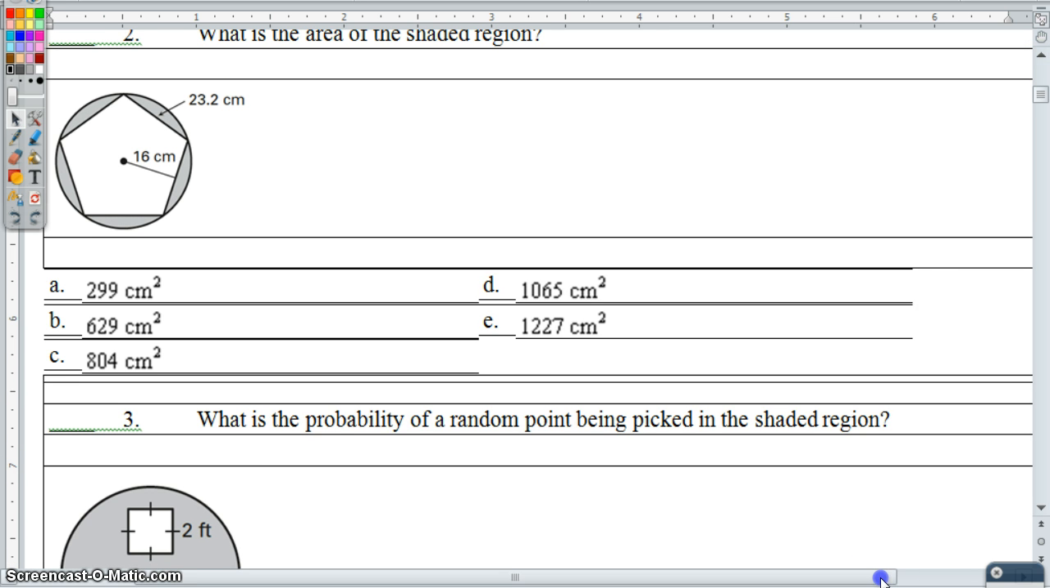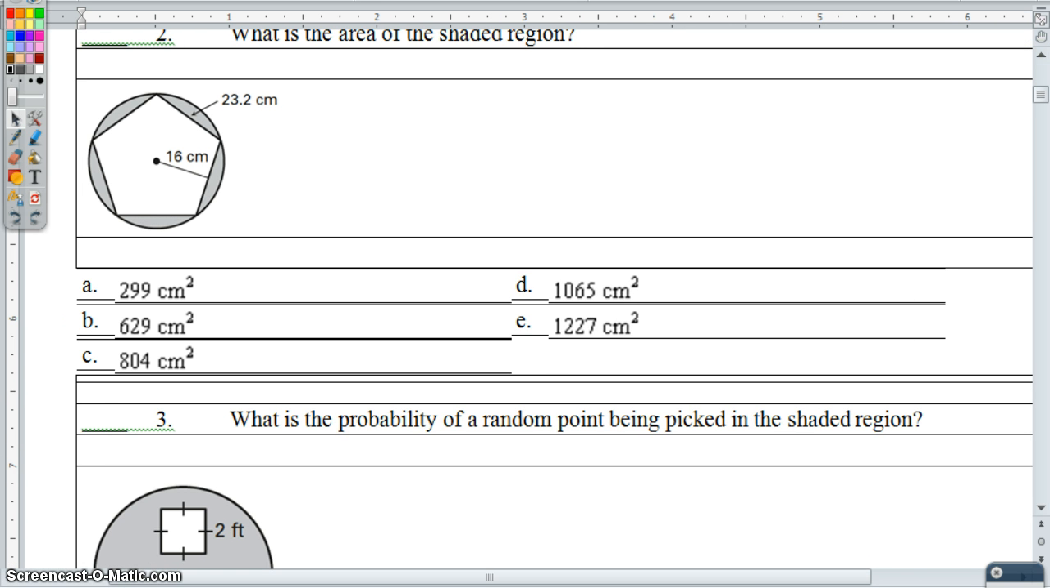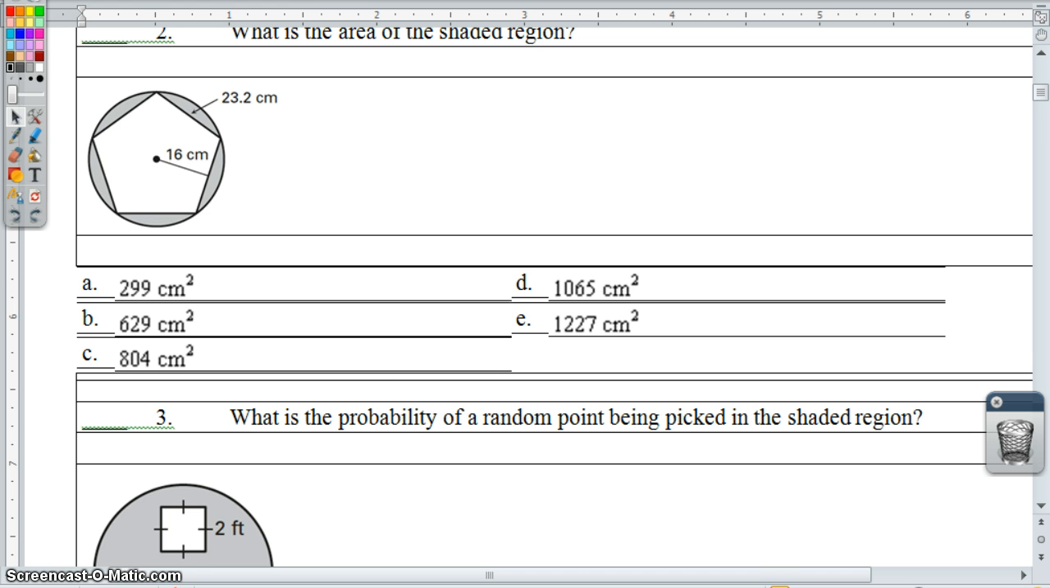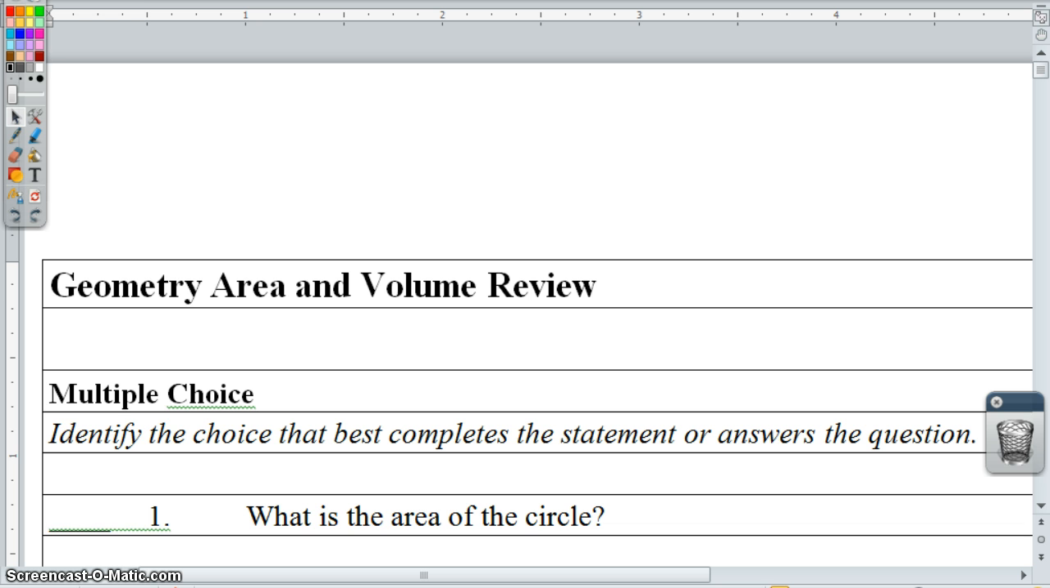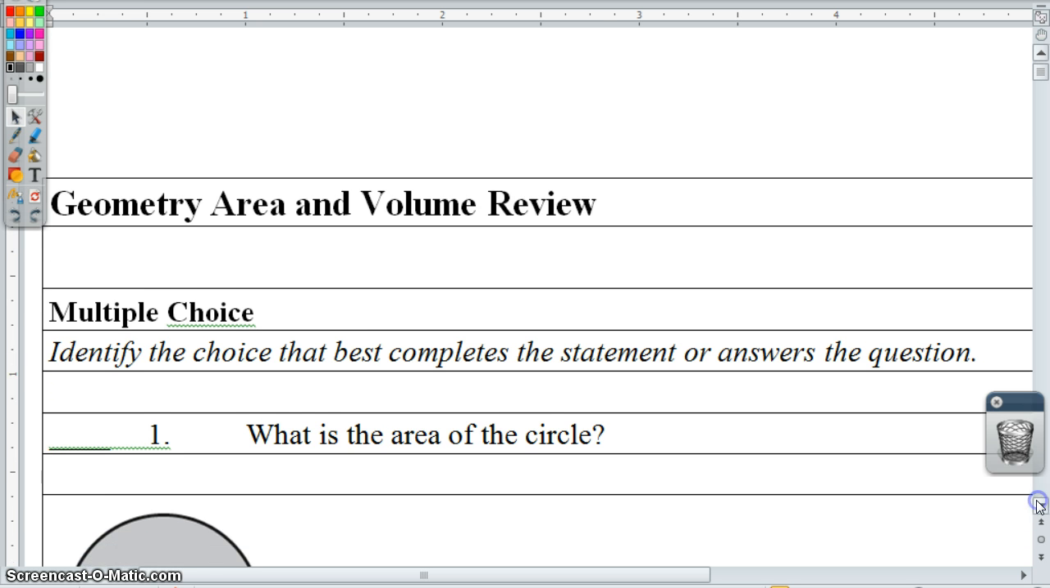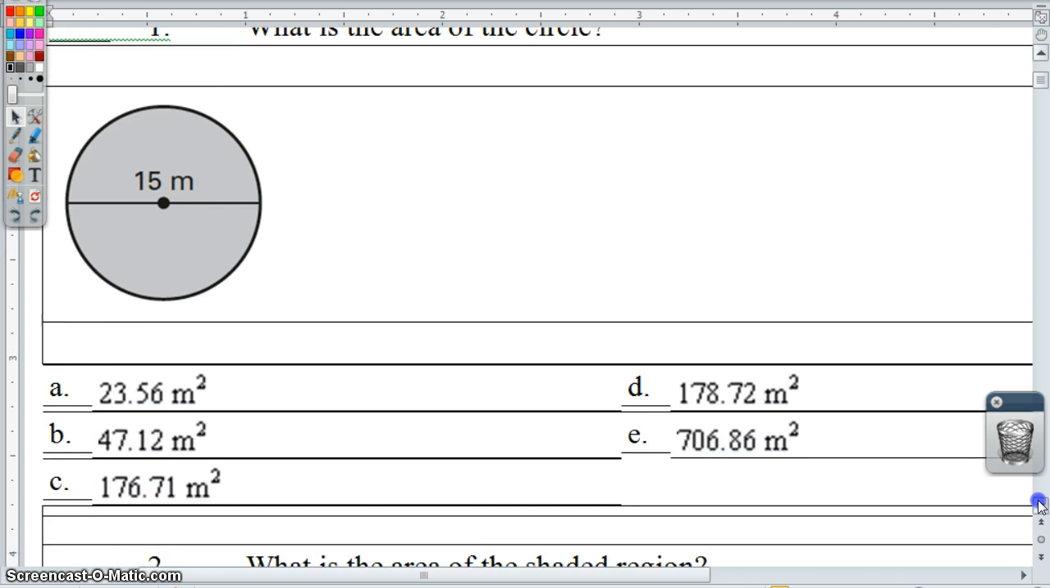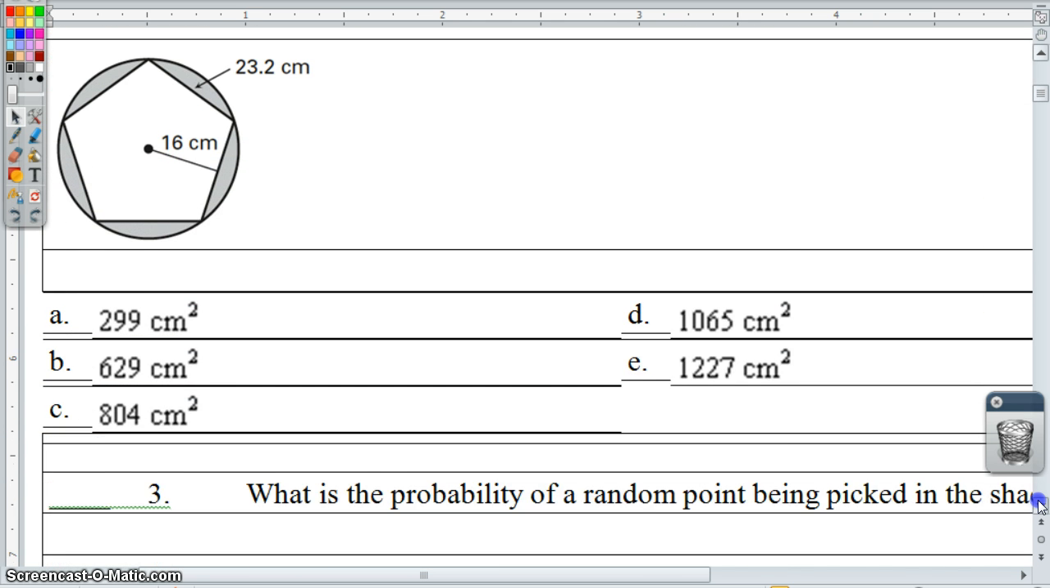Yeah, this one requires you to do a polygon, a pentagon. I'm going to make this bigger so I can draw in it. All right. So the shaded region here is going to be based on the area of the circle and the area of the pentagon. So we're going to do the pentagon first.